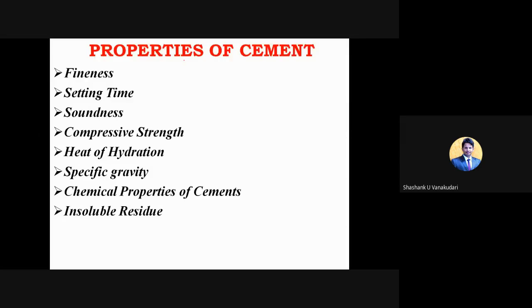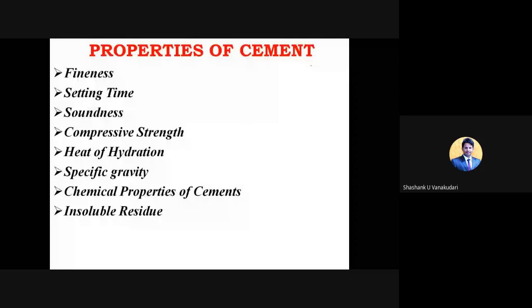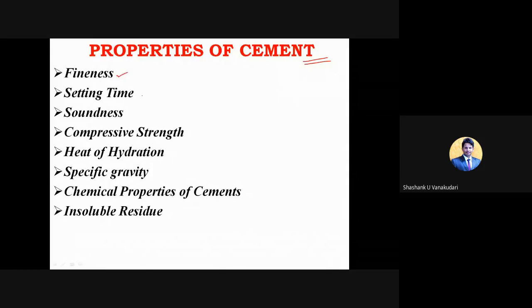Okay, the most important concept in module 1 is properties of cement. You need to understand this thoroughly. This is very helpful throughout your engineering concepts. Okay, so these are the different properties of cement that give the main characteristics of this cement. First one is fineness, followed by setting time, soundness, compressive strength, heat of hydration, which you have already known. What is heat of hydration, how the reactions take place, right? And then specific gravity, chemical properties of cement, and then insoluble residue. Yeah, we'll study one by one now.